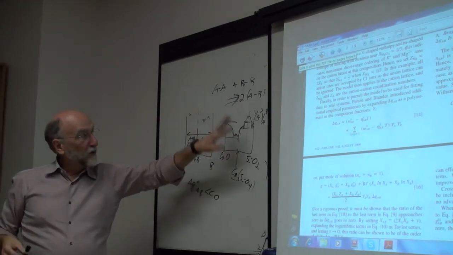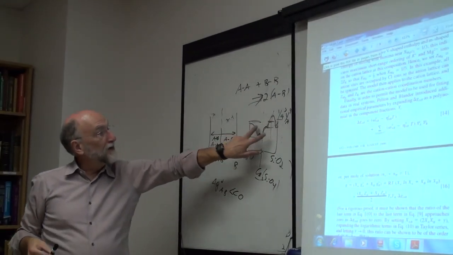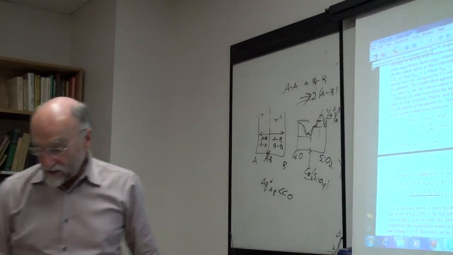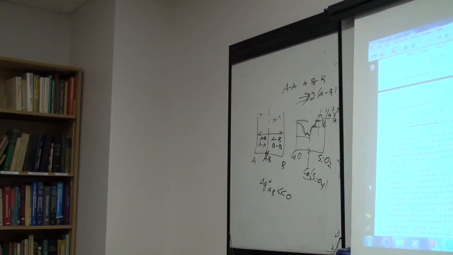So you go crazy. You're trying to do something that affects this side, but doesn't have any effect on this side. And this happens a lot because we're fitting a lot of systems that have strong ordering.